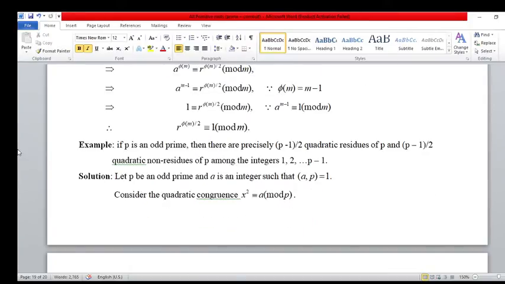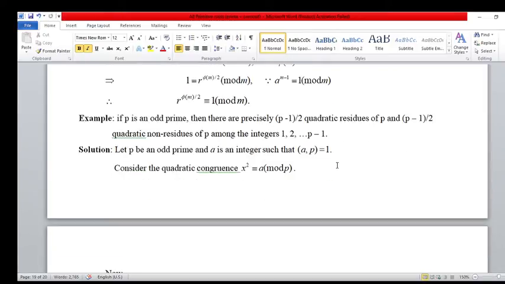Now the next example: if p is an odd prime, then there are precisely p minus 1 upon 2 quadratic residues of p, and p minus 1 upon 2 quadratic non-residues of p, among the integers 1, 2, 3, 4, 5 up to p minus 1. Two conditions are given. Now prove the third condition.